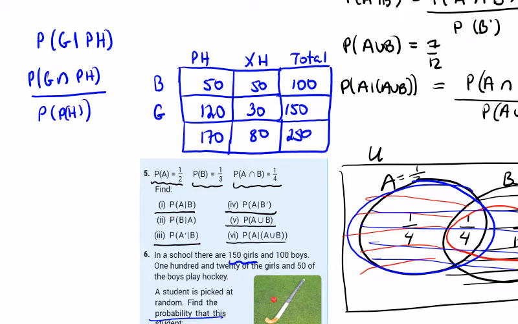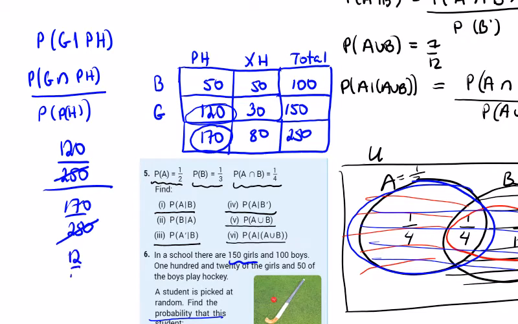So where does the girl intersect with playing hockey? Well, that's here. There's 120 out of 250 total. Now we don't need the 250 total, we could say 120. That's where the girl intersects with playing hockey, over the probability of hockey, which is 170 over 250. So this could be 120 over 250 divided by 170 over 250 if you wanted to write it out in long terms. That's just going to give 12 over 17, which as a decimal is just over 70%, 0.7059.